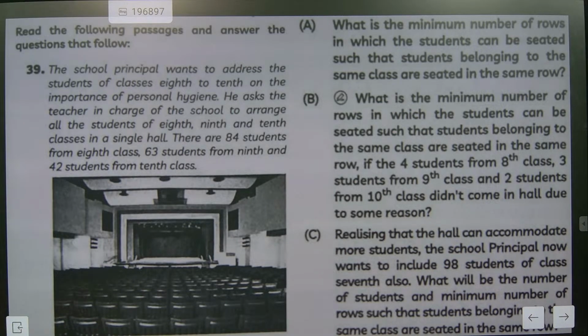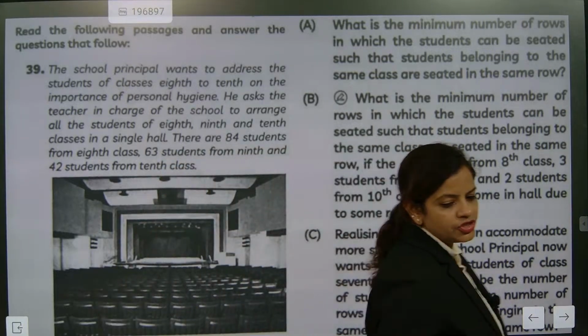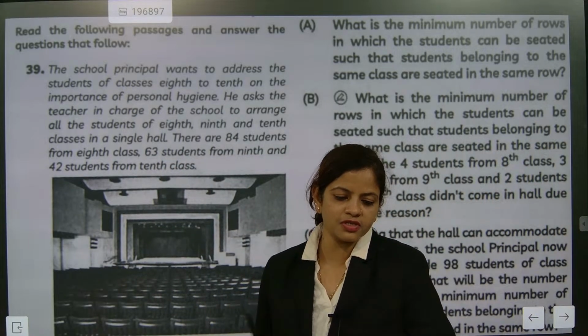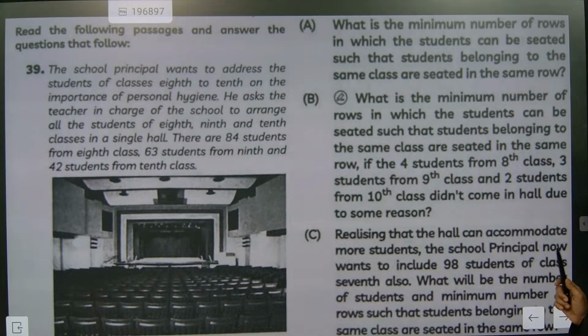First part of the question, what is the story? The school principal wants to address the students of classes 8 to 10 on the importance of personal hygiene. He asked the teacher in charge to arrange all the students of 8th, 9th and 10th classes in a single hall. There are 84 students in 8th, 63 students in 9th and 42 students in 10th. Come on, note down how many students there are. I need the data, so keep the data with you because I have to remove the screen and write the question.